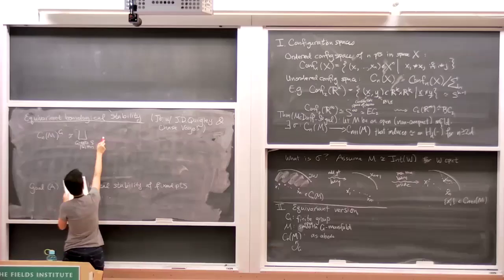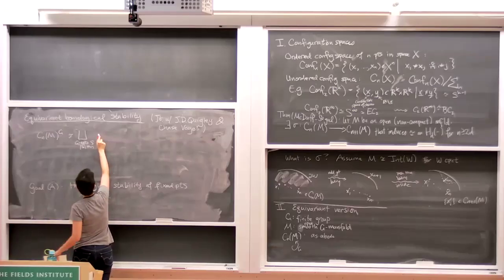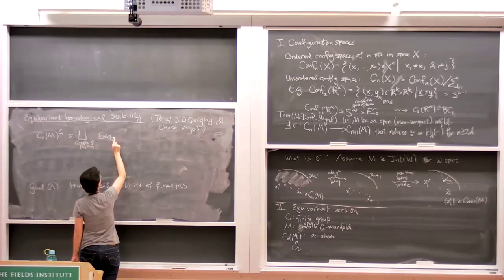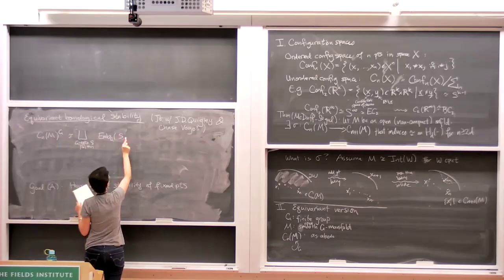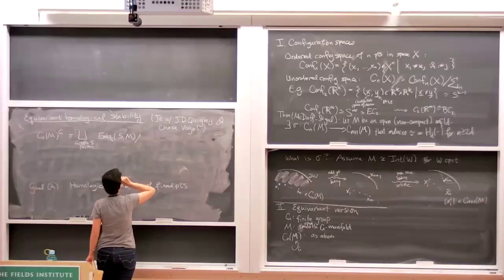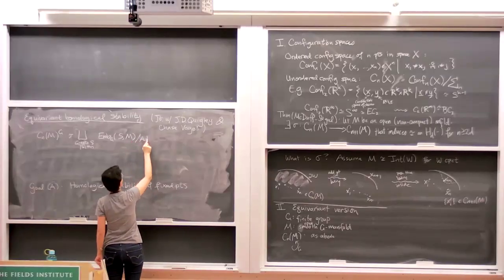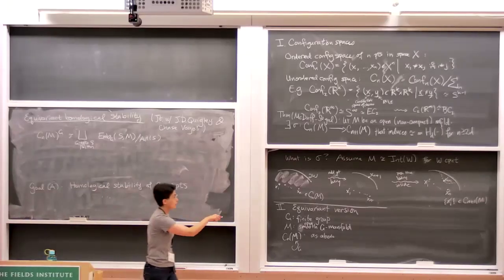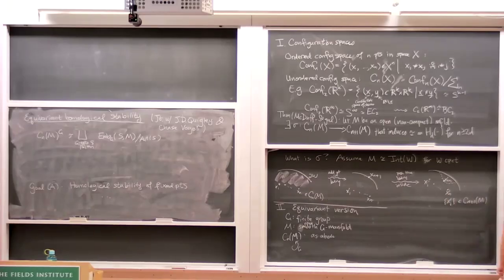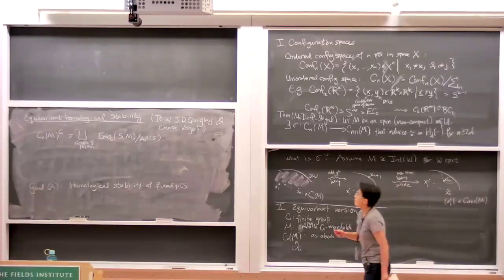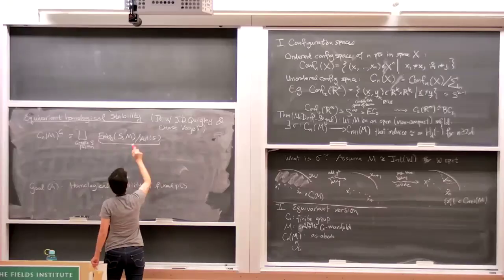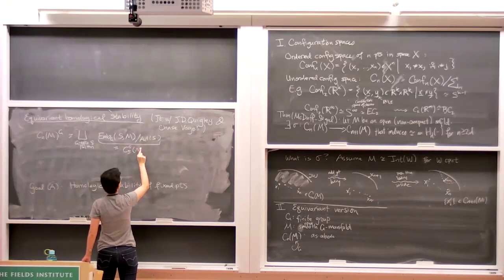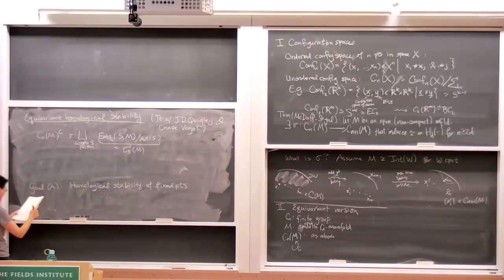of size n, then I can break this up into G embeddings of this set into M, and I want it unordered, so I should mod out by the automorphism group. Okay, so this is just saying every fixed point looks like this for some G set. And we're going to use some notation here. So let's call this CGS of M.